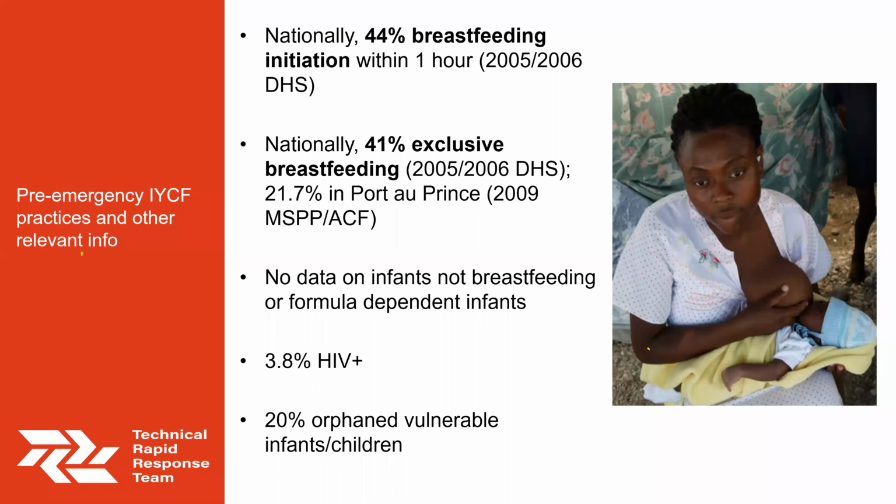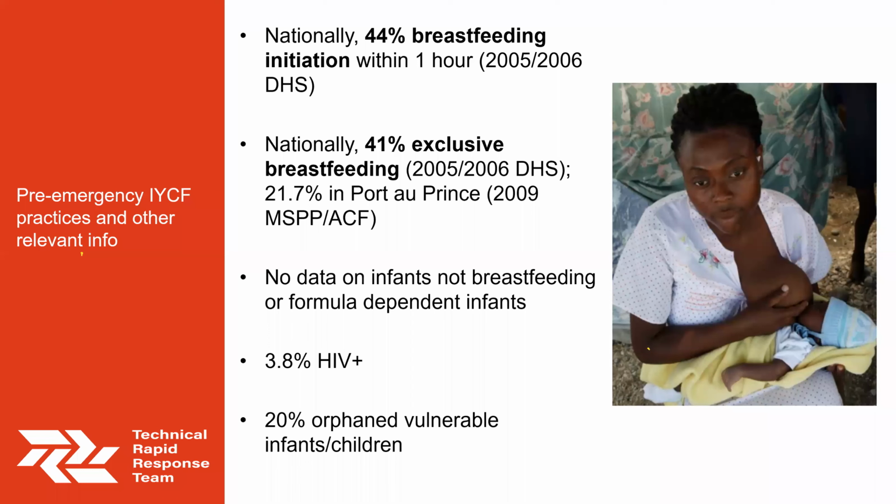Before the emergency, infant and young child feeding practices in Haiti were poor, and this was particularly so in the capital, Port-au-Prince. Nationally, breastfeeding initiation within an hour was 44%, and exclusive breastfeeding was 41%, but this was quite a lot lower in Port-au-Prince at 21.7%. We didn't have any data on the number of infants not breastfeeding or being formula dependent, despite it being a culture in which formula was being used before the emergency. Mixed feeding, where mothers were giving breast milk alongside other replacement feeds such as diluted, sweetened, condensed milk, was really common.